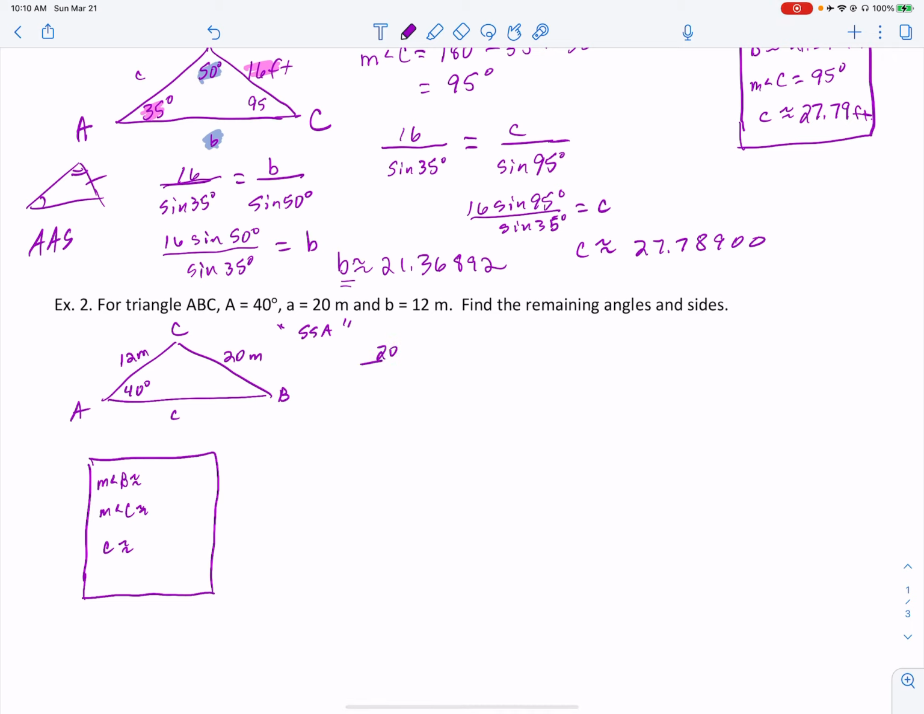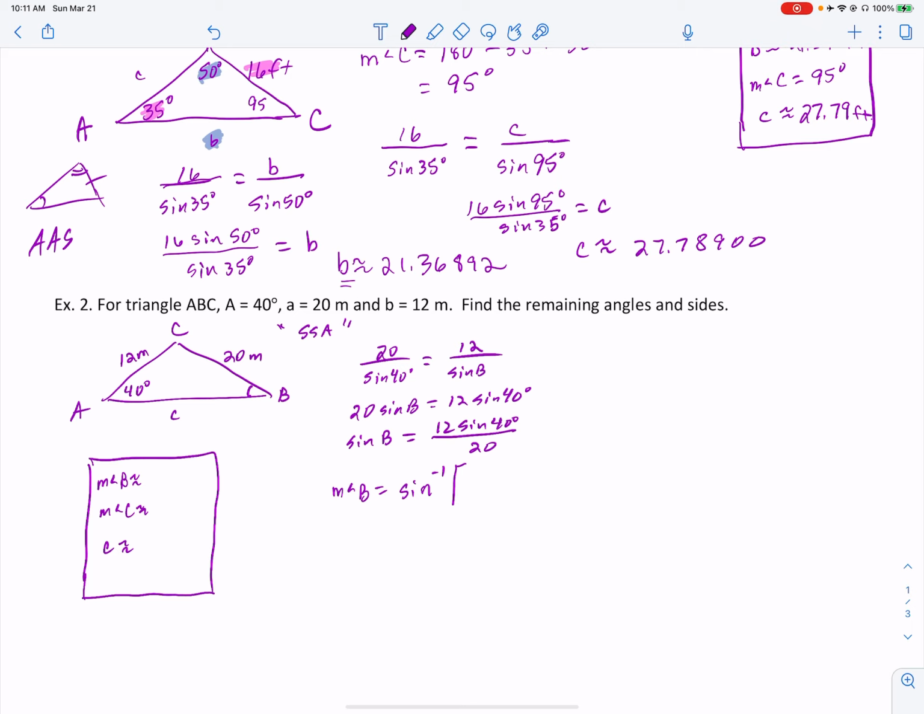So we've got 20 is to the sine of 40 degrees. And so I'm going to work with B first because I have the side opposite it. So as 12 is to the sine of B. If I cross multiply, I have 20 sine B equals 12 sine 40 degrees, which means solving for B, sine of B is 12 sine 40 degrees all over 20. And then to find the measure of angle B, we are going to take the inverse sine.